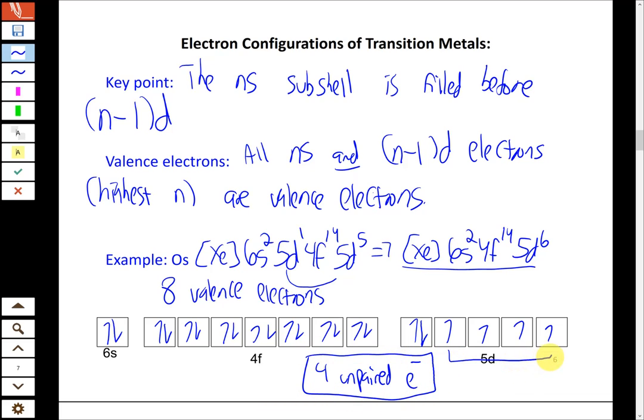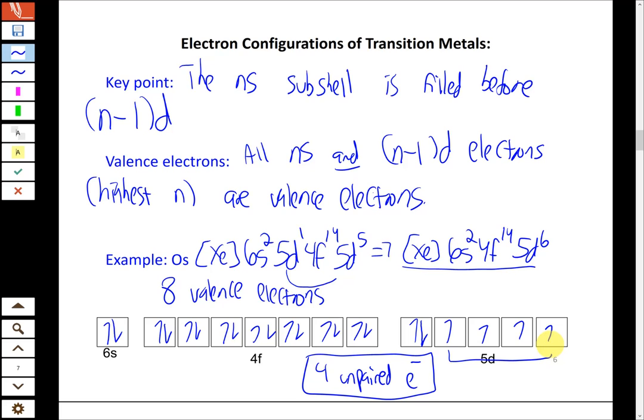These 4 here, in the way that I wrote it, are all unpaired, meaning that they're 4 electrons that have the same spin without an opposite spin electron next to them in the same orbital. Okay? So any questions on electron configurations and how to use the periodic table to do it?